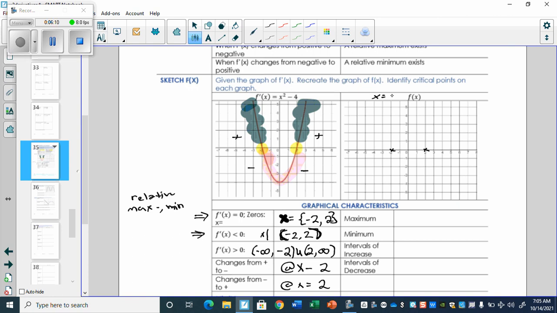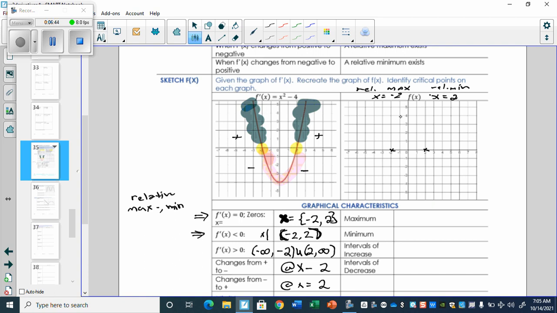At x equals -2, this is a maximum. Not just any maximum, a relative maximum. When it changes from negative to positive, I have a relative minimum at x equals 2. Okay.